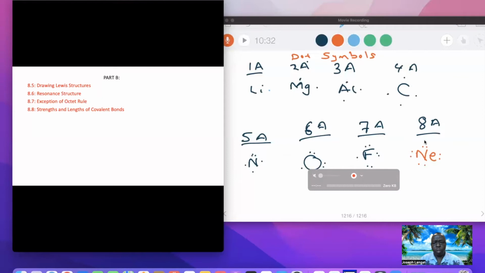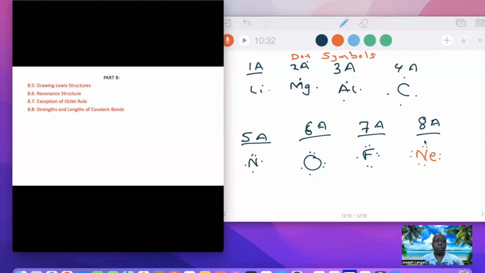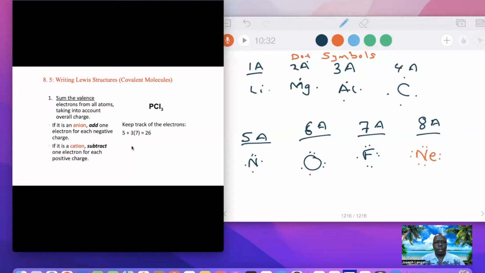That's what you should know in order to grasp and understand drawing Lewis structures for molecules or polyatomic ions. There are rules which you need to commit to your memory. It will be handy when it comes to drawing the Lewis structures. It's the same individual who proposed that when atoms of elements react, they use their valence electrons.